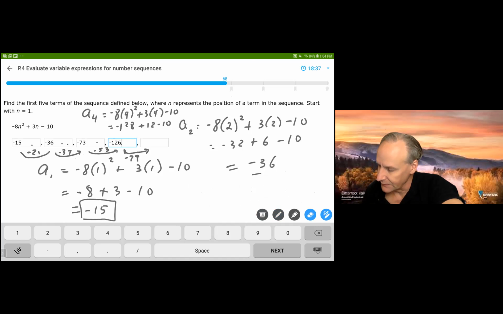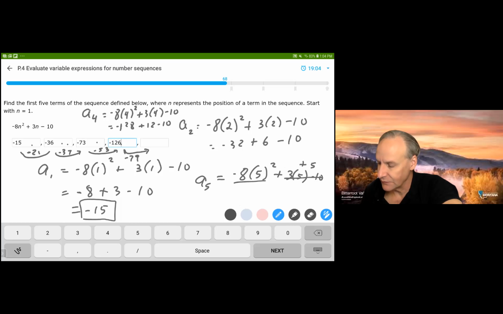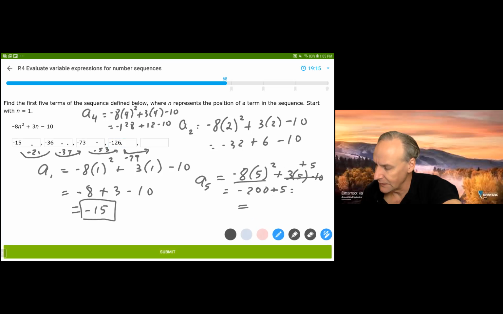Of course, you could grab a calculator and do it too. I don't like calculators. A5, or the 5th term, is -8 times 5 squared plus 3 times 5 minus 10. So I'm going to be adding 5 here, aren't I? And -8 times 25 is -200, plus 5. Oh, did I add wrong? That's going to be -195.